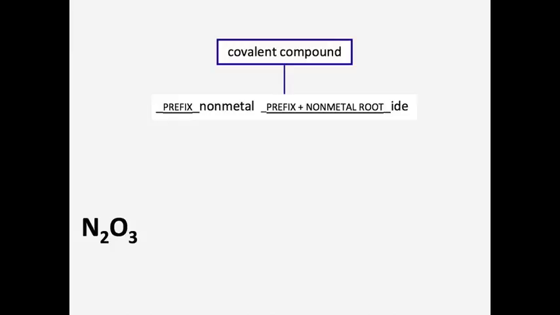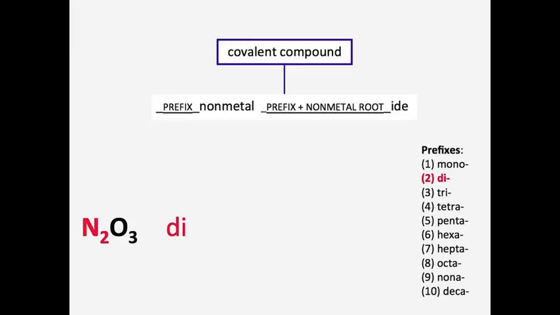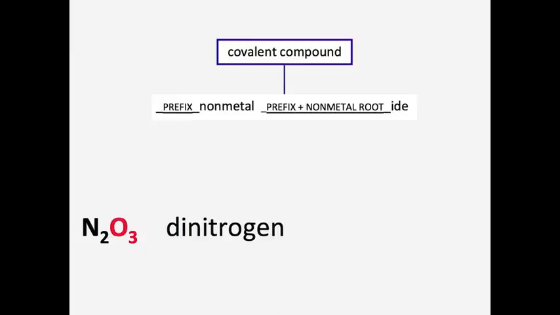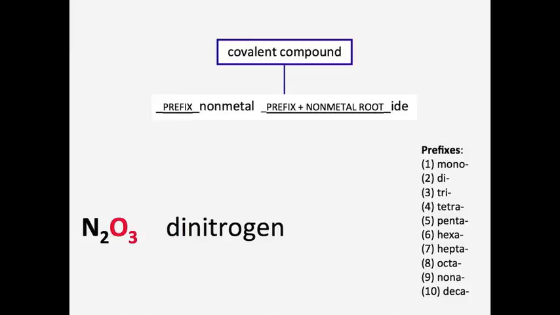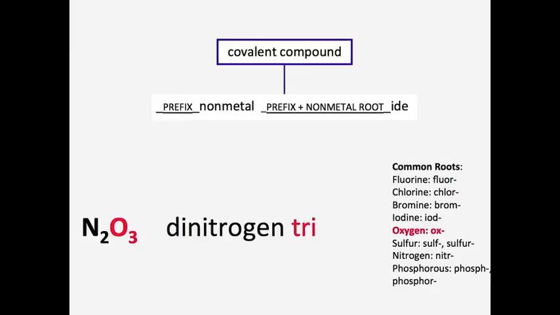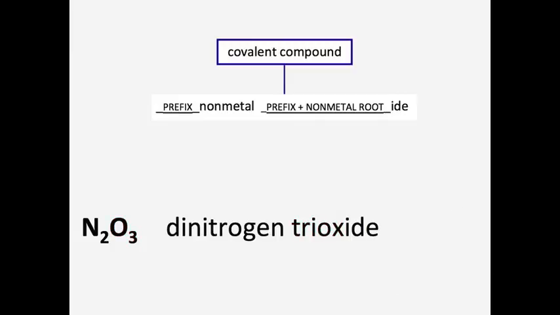We begin with the first nonmetal, nitrogen. There are two atoms of nitrogen, so we attach the prefix di to nitrogen to make dinitrogen. There are three atoms of oxygen, so we attach the prefix tri to oxygen's root, ox, and stick on the ide suffix. This compound is named dinitrogen trioxide.